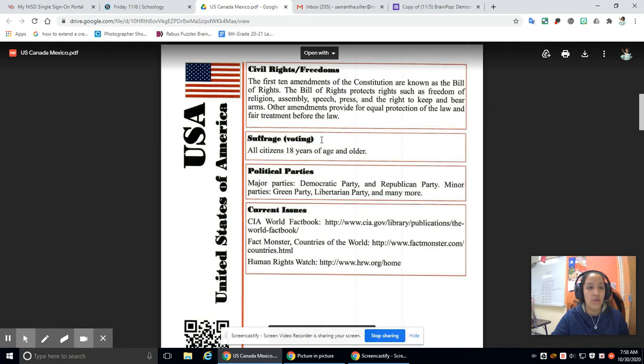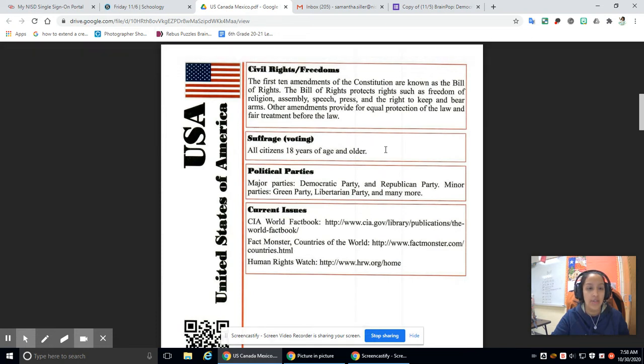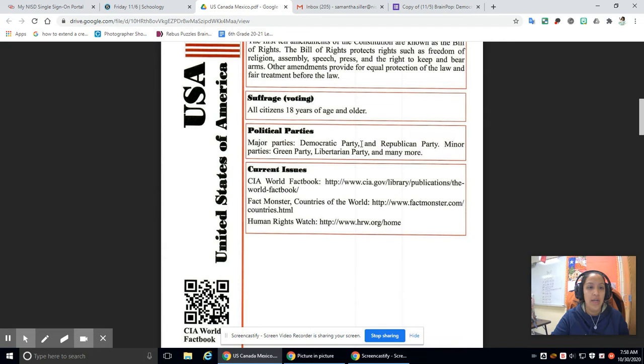Then suffrage is talking about voting. So you need to be 18 years of age or older. And then what kind of political parties we have. So we have the Democratic Party and Republican. The minor parties are Green, and Libertarian, and many more.